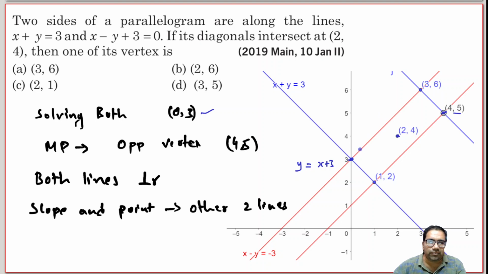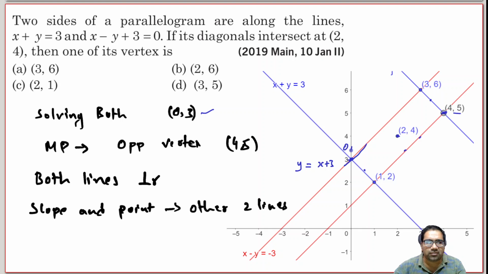Now we know the slope of this line, so obviously we know the slope of this line, and we can calculate the equation of this line. At the same time we can calculate the equation of this line because we know its slope, which is equal to the slope of this line, and both are going through this point. We can solve the other vertices also.